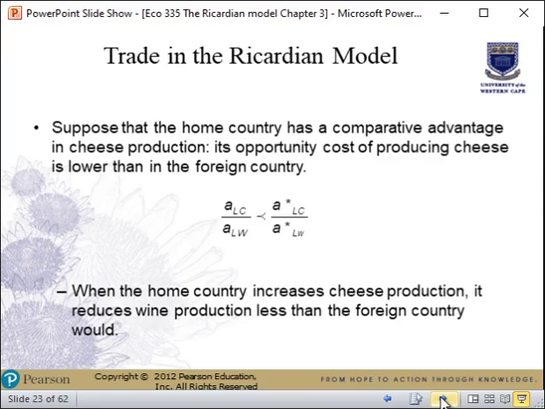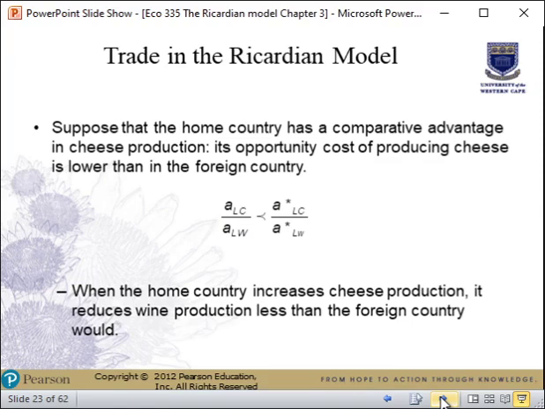That is, the ratio of unit labor requirement to produce a pound of cheese to that of wine is lower in the home nation than in the foreign nation. In simple terms, we are saying home has a comparative advantage in cheese production. Note that the condition for comparative advantage is different from that of absolute advantage in that for comparative advantage, all the 4 unit labor requirements are necessary.